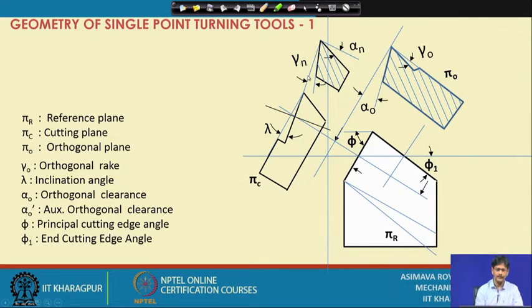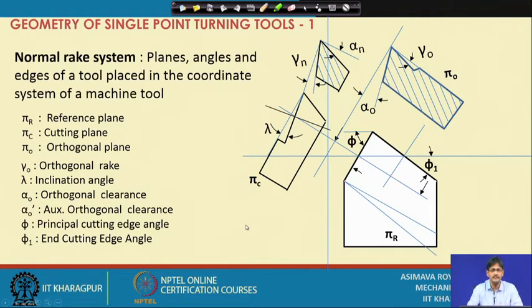So, we would be learning about this system also during our calculations in the later lectures. I will quickly go through the additional angles that we are defining here in addition to the American system, and we have already defined most of them, like orthogonal rake, inclination angle, orthogonal clearance, auxiliary orthogonal clearance, which is on the other flank, etc. And we will be making use of them as we go for the angle conversions.